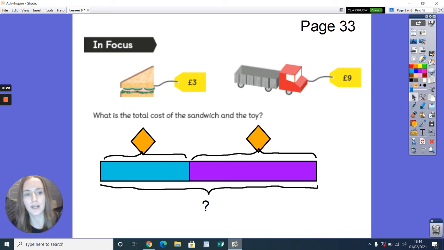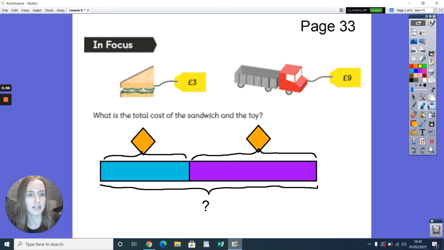Okay, the question is, what is the total cost of the sandwich and the toy? So I just want you to take a second to think about what calculation we need to do to work out the total cost of something. So do we add? Do we subtract? Do we multiply? Or do we divide?